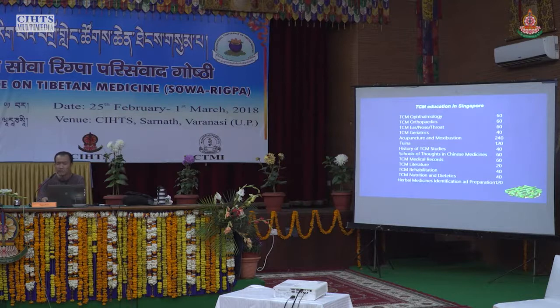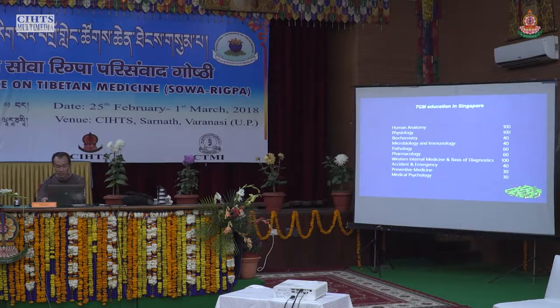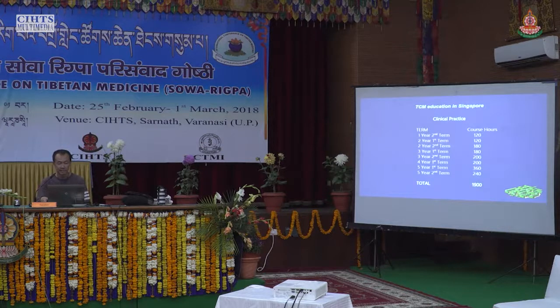Then the rest is more like just an understanding. Herbal medications and preparation, 120 hours. Human anatomy, yes, important. We also learn some Western internal medicine and basis of diagnosis, so that we can also use this. Besides the TCM, we also include Western medication, things like accident and emergency and medical psychology. In terms of practical clinical practice, they also have to reach certain hours, like in the first year second term, 120 hours, second year first term and second year second term will add up to about 300 hours. And the total of hours you need is about 1,900 over 5 years.